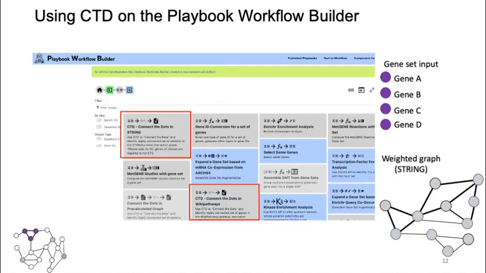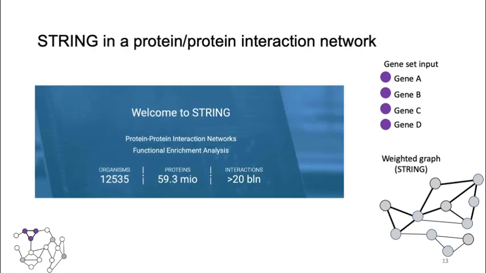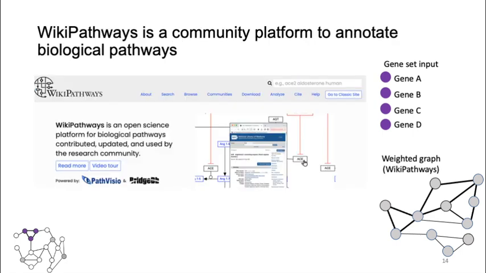We then have a choice of selecting either connecting the dots in the string network or connecting the dots in the Wiki Pathways network. In this case, string is a protein-protein interaction network, while Wiki Pathways is a community platform that's used to annotate biological pathways.